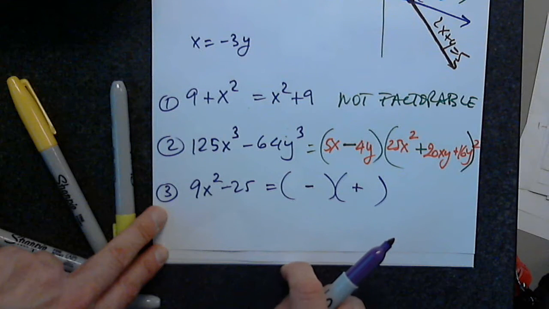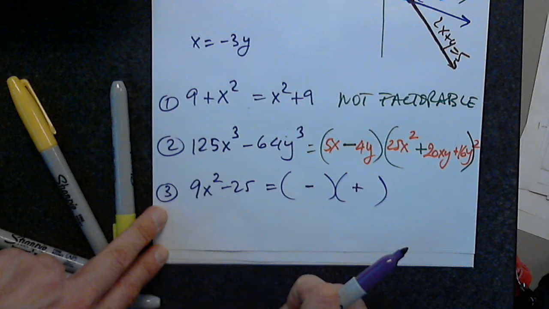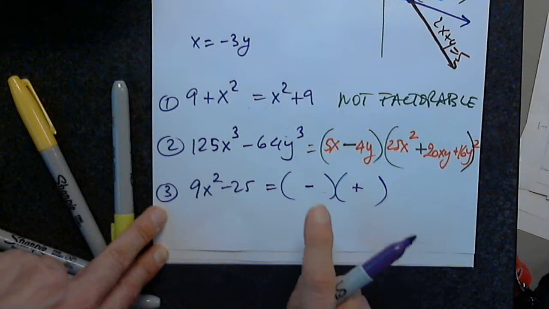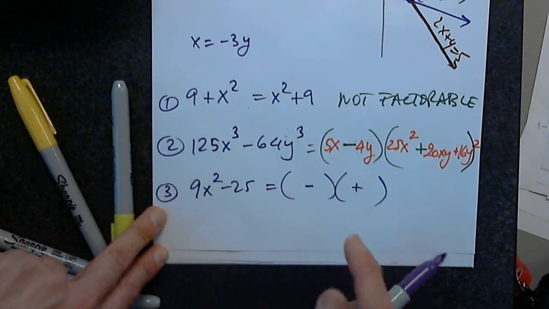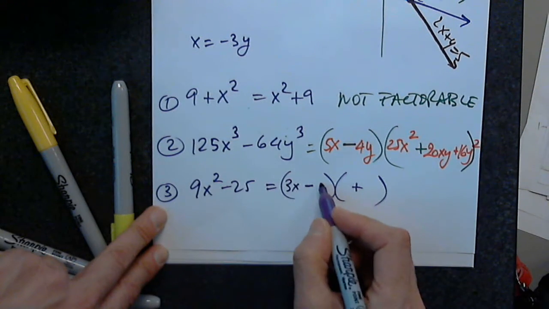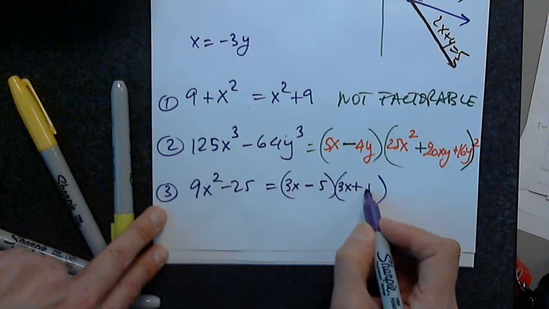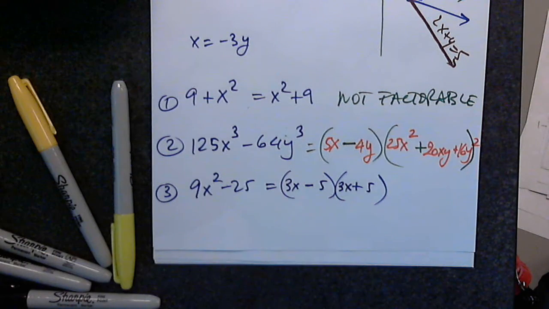So wait, the difference of squares is minus and plus, but the other questions that I do, it's minus minus. Like both signs are minus. That's a trinomial. Got it. Okay. So would it be 3x minus 5 and 3x plus 5? That's it. Check it out. It will take 10 seconds to multiply, if you have any doubts.